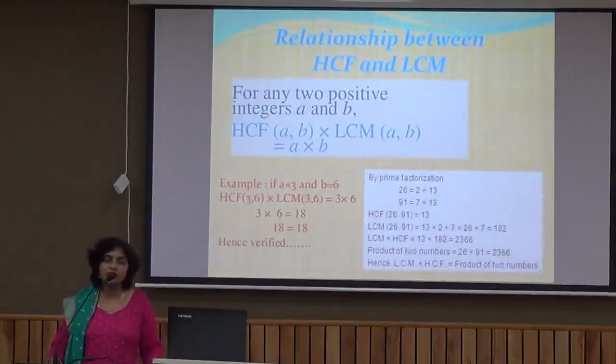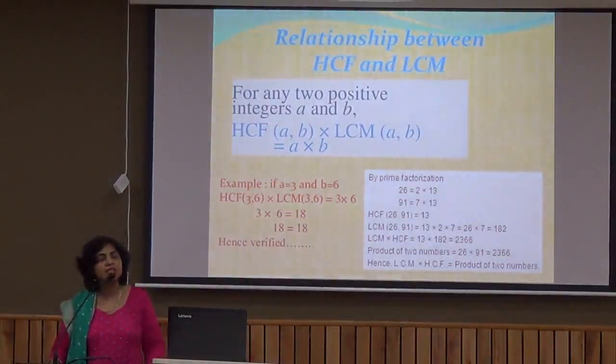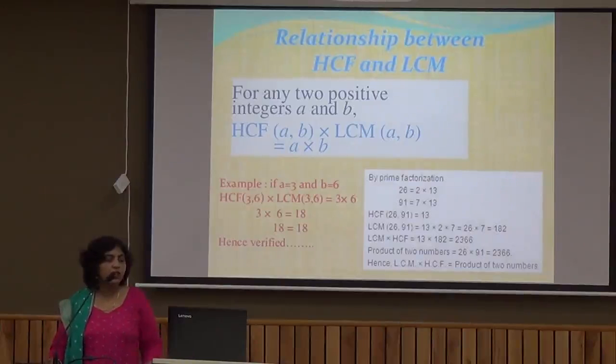Now, there is a relationship between the HCF and LCM of two numbers, and it says that the product of two numbers is equal to the product of their HCF and LCM. So if we take two numbers A and B, HCF of A and B into LCM of A and B is equal to the product of A and B. We see an example: 26 is 2 into 13 and 91 is 7 into 13. Their HCF is 13 and LCM is 182.